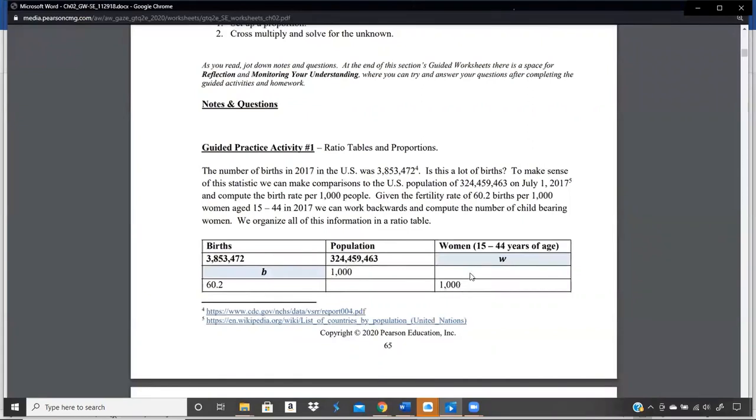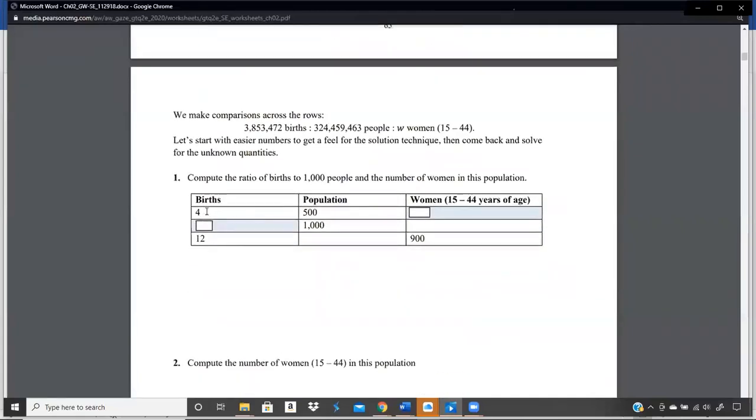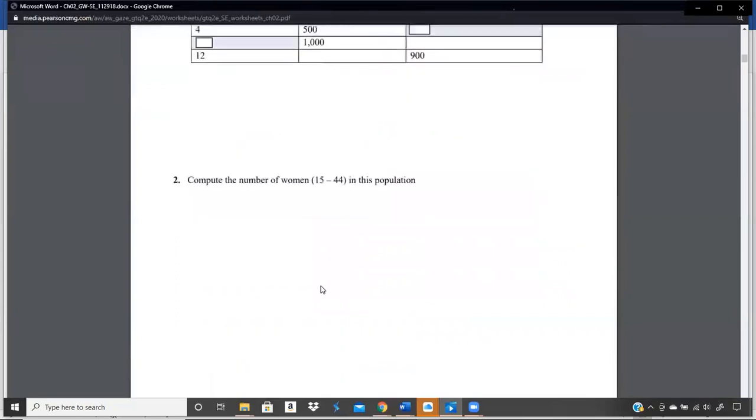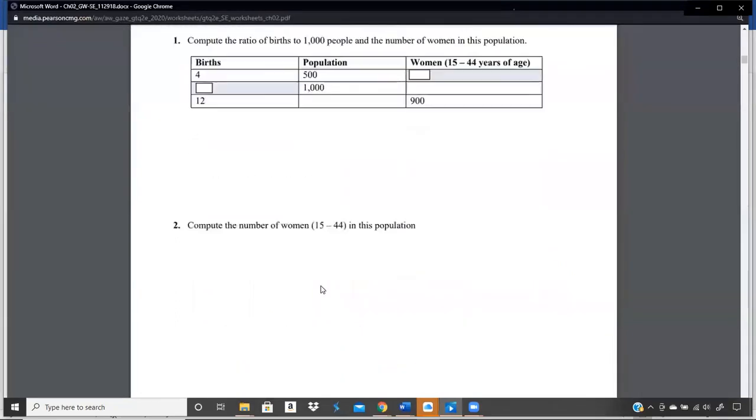So that's another scaling. You can use that idea to go back and find out how many birthing aged women there are. What we did together last time was we used these simpler numbers of 4, 8, 12, 500, 1,000, and so on. Whatever number that happens to be. Whatever, off the top of my head, that's okay.